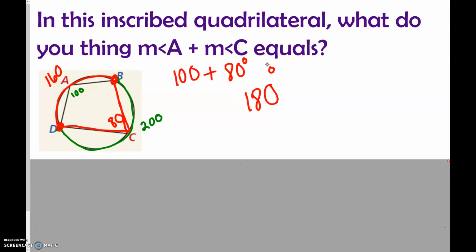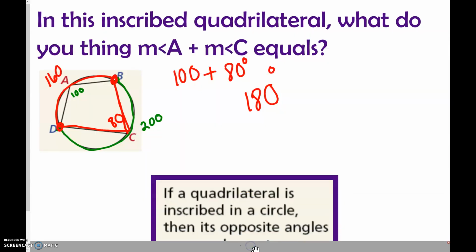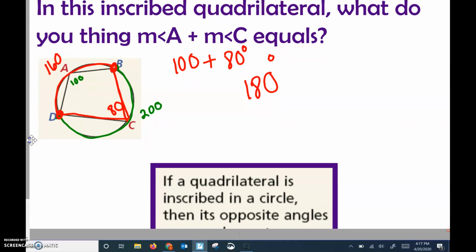Now, could we go through and pick a totally different number? Could I pick angle A to be 88 degrees or 122 degrees? And isn't the exact same thing going to happen? So if you have a quadrilateral inscribed inside a circle, those opposite angles are always going to be supplementary.